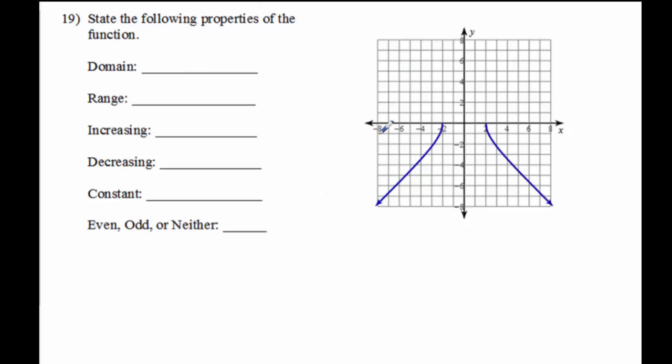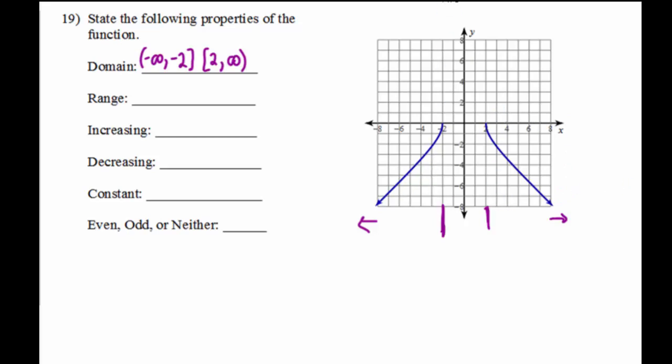Our domain is our x values. So my x values go to the left forever, but they stop here at negative 2. Then they start back up at positive 2, and then they go on forever toward infinity. So the way I write that is negative infinity, comma negative 2, and a bracket because it touches negative 2. And then I put bracket 2 comma infinity. Wait, how did you get the second part? I don't understand. So this part of my graph right here starts back at 2 and then it goes to the right. Okay, 2 to infinity.